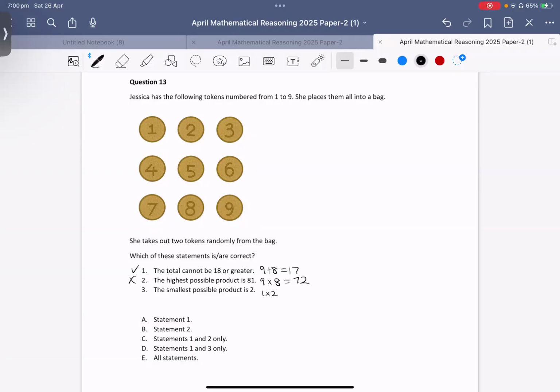It would be 1 times 2, right? Which is correct. So as we can see here, only statements 1 and 3 really satisfy our answer. So the answer is D.